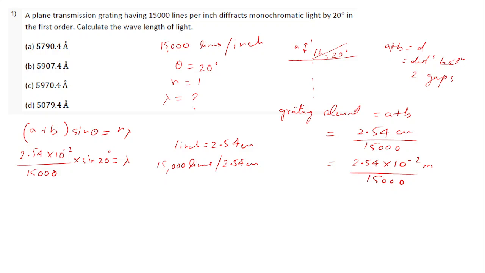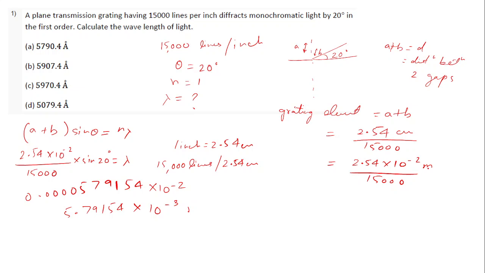2.54 times sine 20 degree divided by 15,000 is 0.000579154, multiplied by 10 to the power minus 2. So it will be 5.79154 times 10 to the power minus 3.